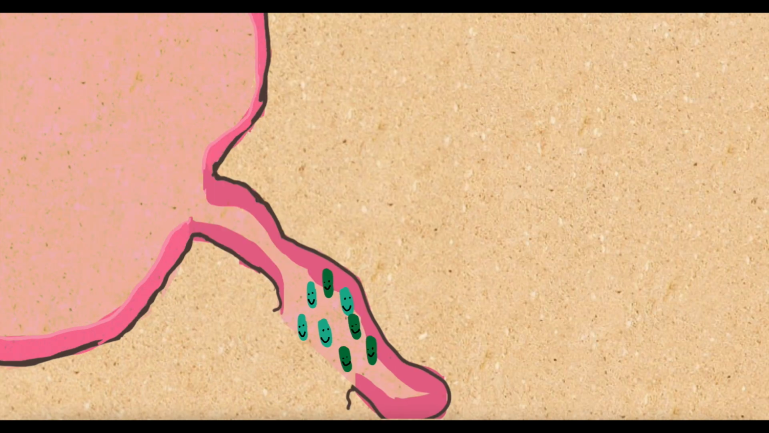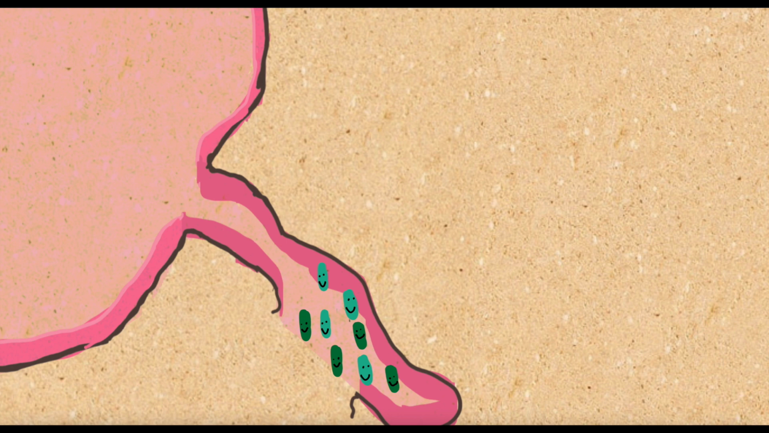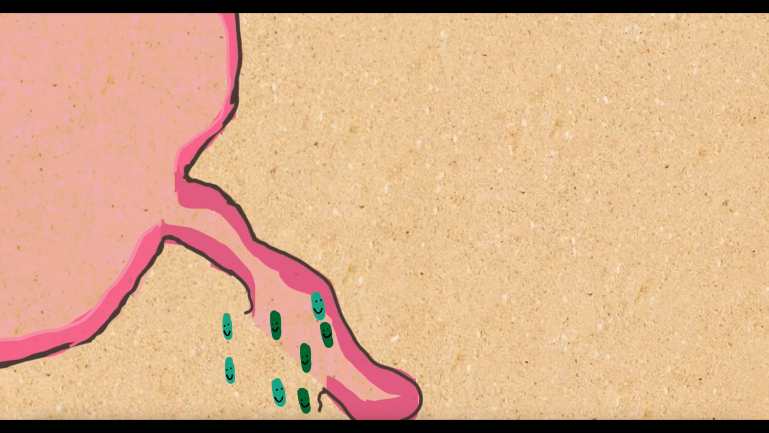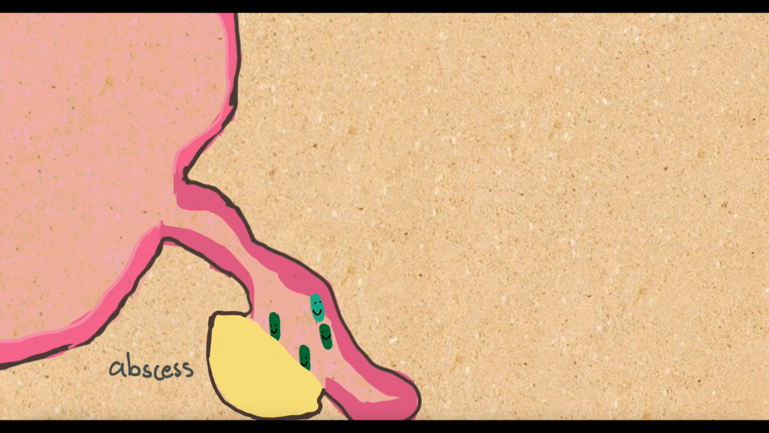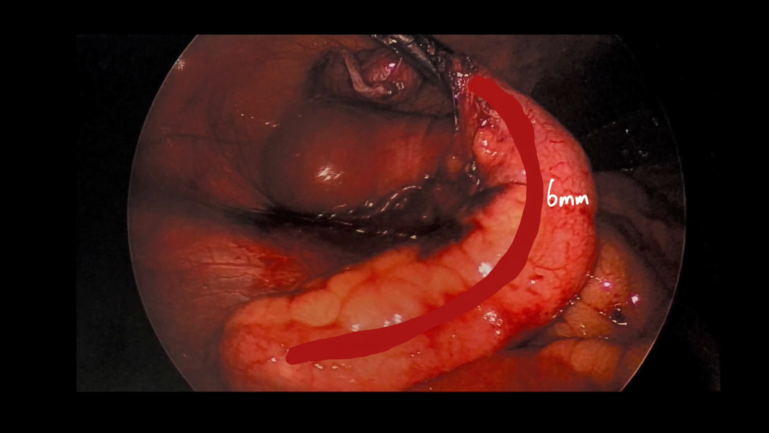If this condition is not treated soon, the appendix may rupture due to restricted blood flow to the appendix as pressure increases. When the inflamed appendix ruptures, the bacteria can flow into the peritoneum, which can result in an abscess around the appendix. Here's a picture of what an inflamed appendix may look like. For comparison, here's what a normal appendix may look like. A normal appendix has a diameter less than 6 millimeters.